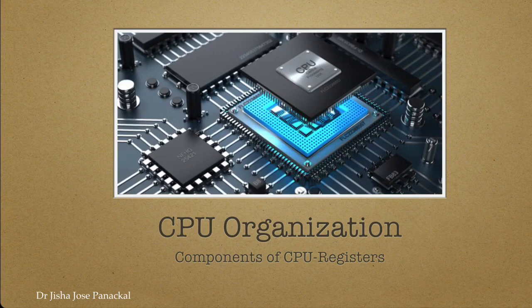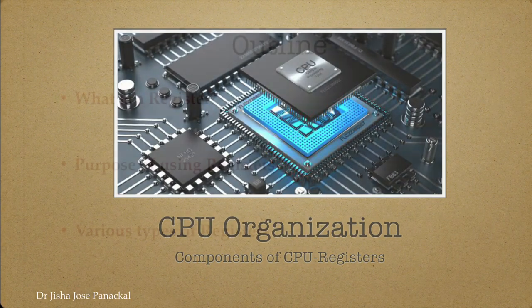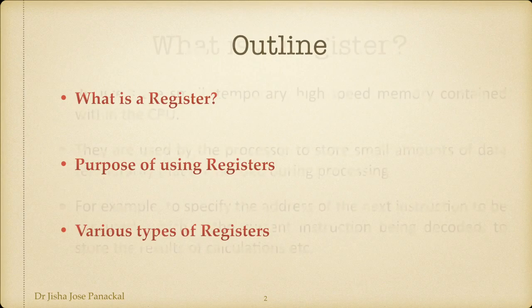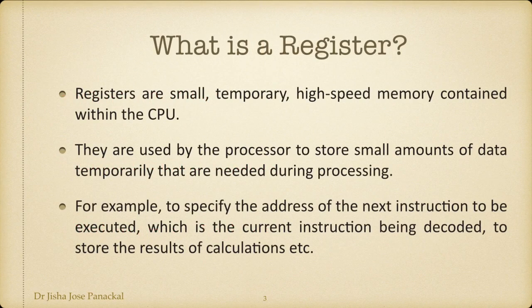Good morning all. In the last class we discussed CPU organization. Now we will discuss in detail the components of the CPU. We know there are three components inside the CPU: registers, ALU and CU. In this presentation we will discuss in detail registers, the purpose of using registers, and some commonly used registers in a computer system.